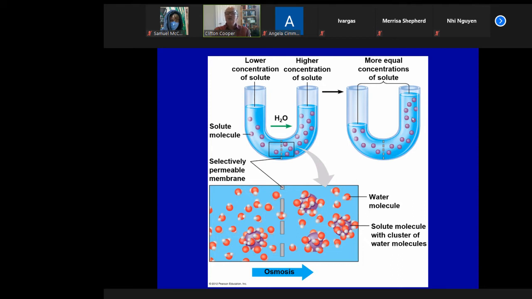Did any of the sugar molecules go from right to left? No? No, they're too big, and if you count them, you see it's the same number in both situations. But what happened with the water? Did the water move anywhere? Yes. It went to the side with more solutes.